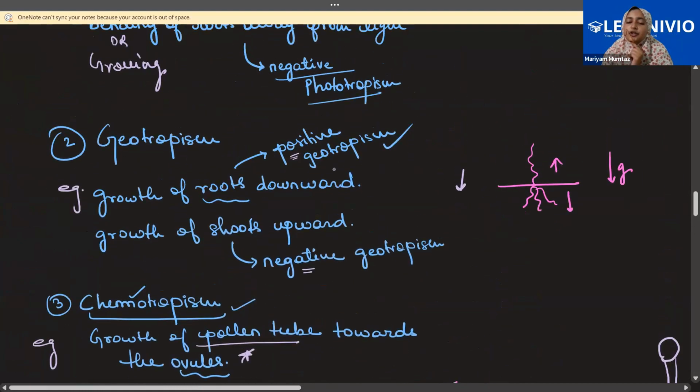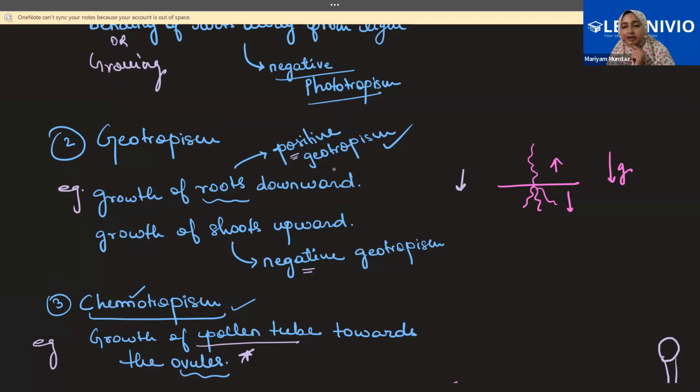Now, do you people remember nastic movements? Like we are discussing tropic movements, right? Do you people remember nastic movements? Can someone tell me what was nastic movement? Explain quickly. What was nastic movement?